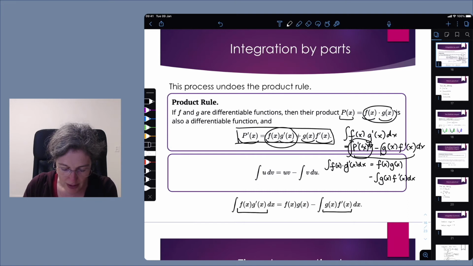The way that you might have learnt it is this way. If that's the terminology that you use, that's fine. I am mostly going to focus on using this form over here. Okay, so let's have a look at an example.